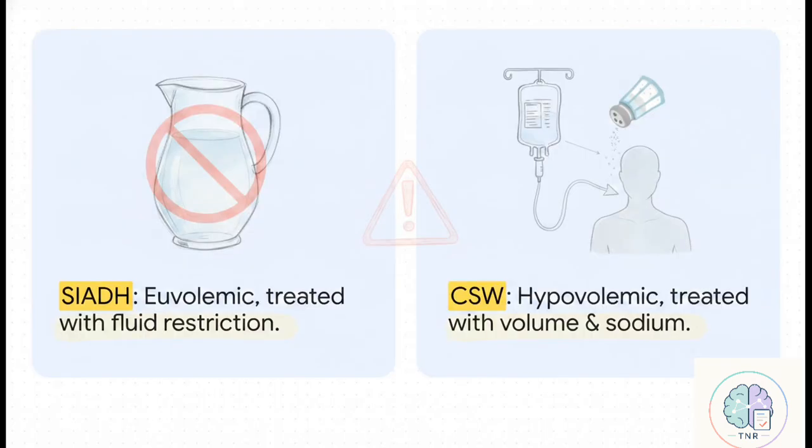I want you to really notice the literal life or death distinction here between SIADH and CSW. SIADH presents as euvolemic and is treated by restricting fluids. Cerebral salt wasting, however, features inappropriate natriuresis, basically dumping sodium, which leads to a hypovolemic state. So CSW absolutely requires volume replacement and sodium. Misdiagnosing CSW as SIADH and restricting fluids will profoundly, dangerously worsen their volume depletion.